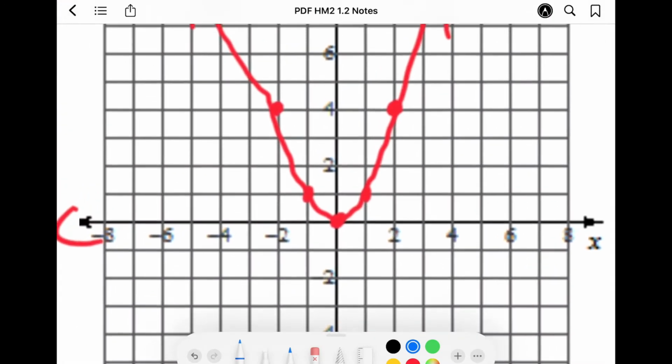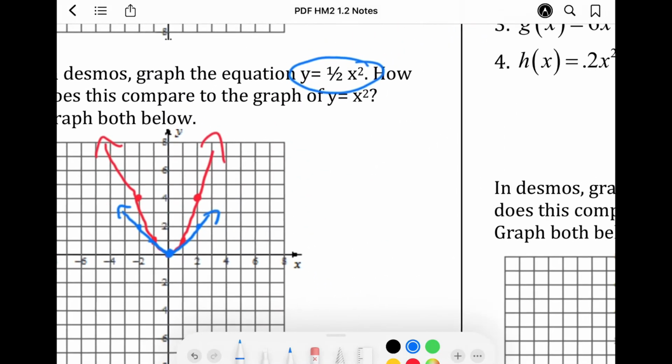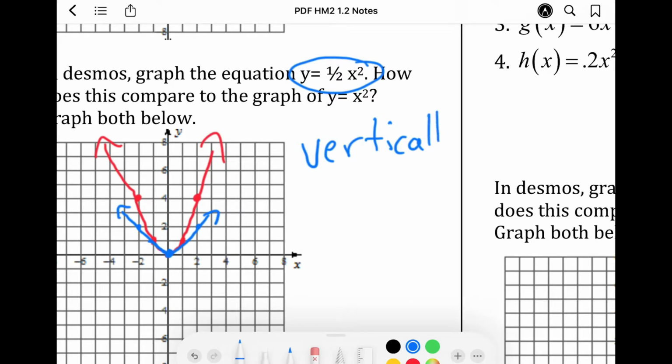So we're going to come in here with a different color. Still got 0, 0 as our vertex. Negative 2, 2. And positive 2, 2. So if you see a little bit of it, it got a little bit wider. So how we're going to name this transformation is that it vertically compressed.